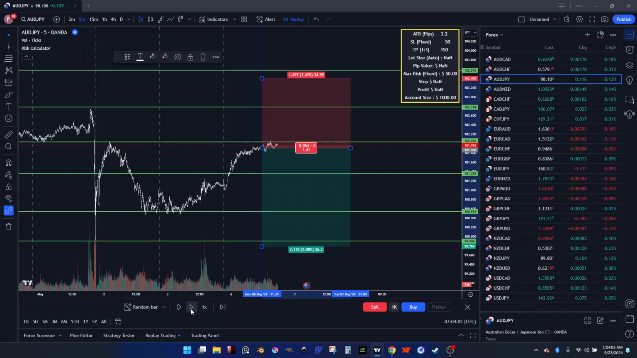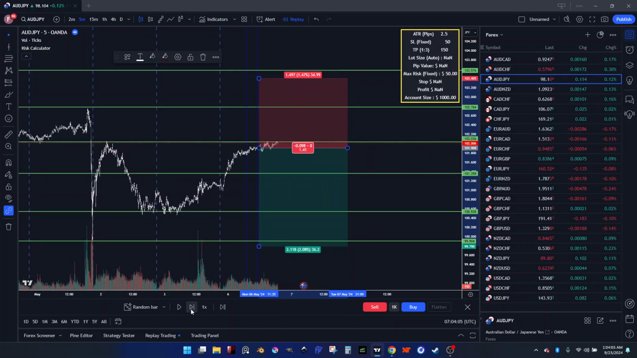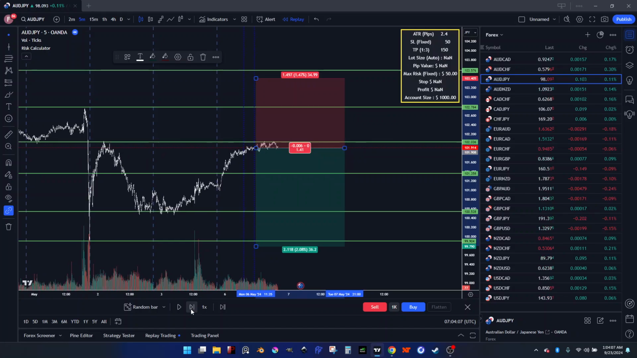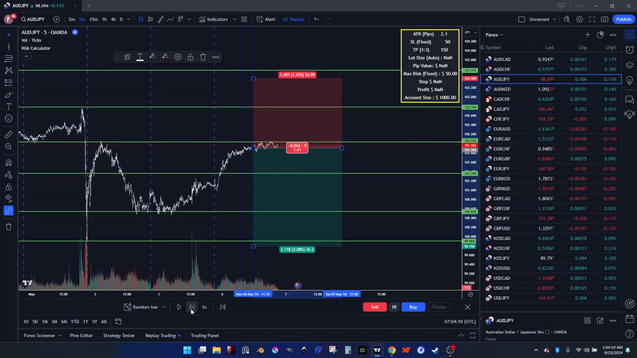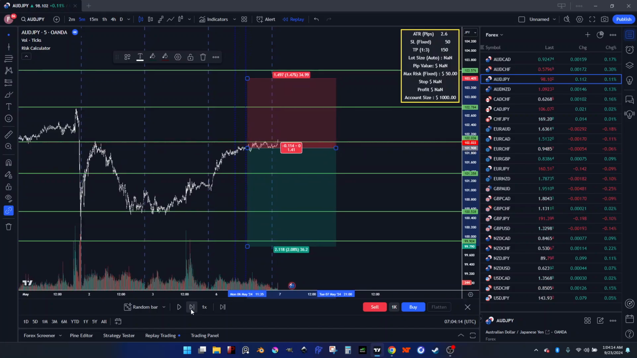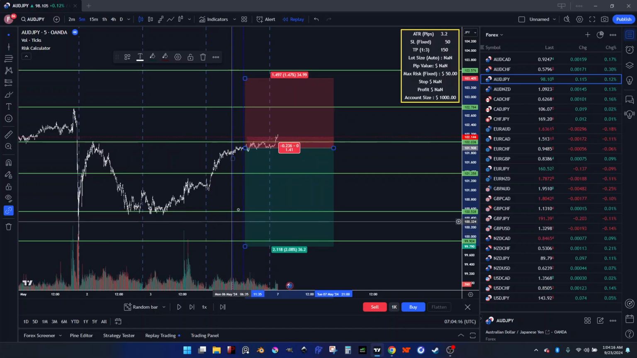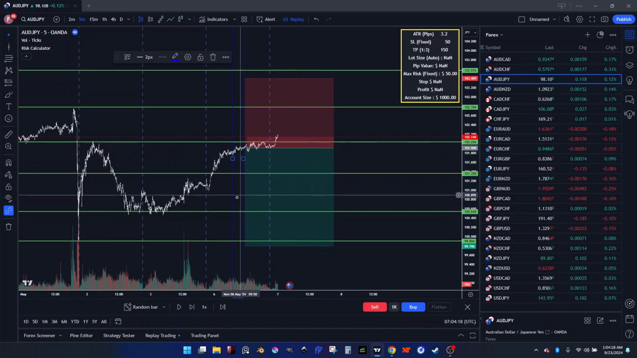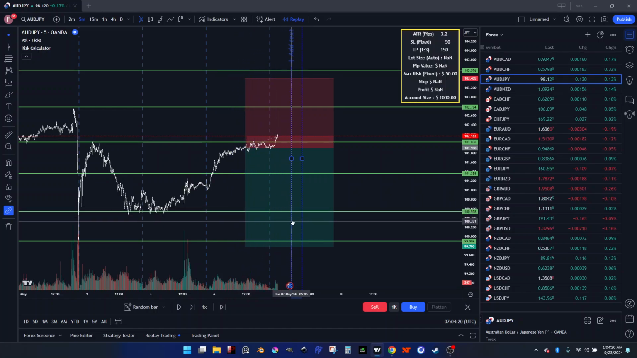If the level holds, we hold. If the level breaks, we break. Very simple. The level's holding. We're just going to keep holding it over. And I'm going to have to move the lines here.